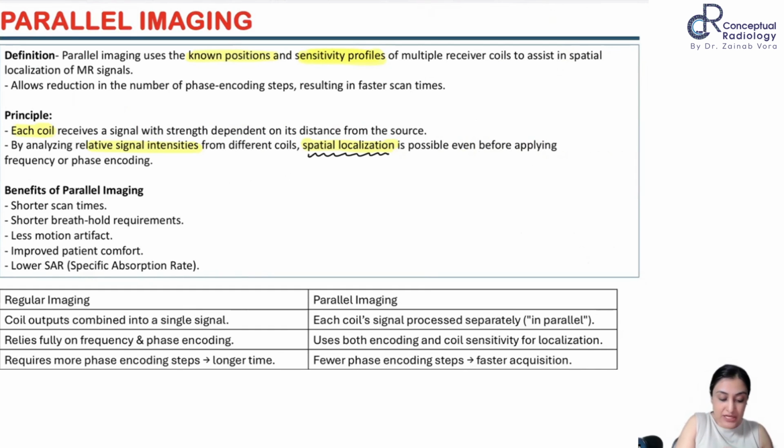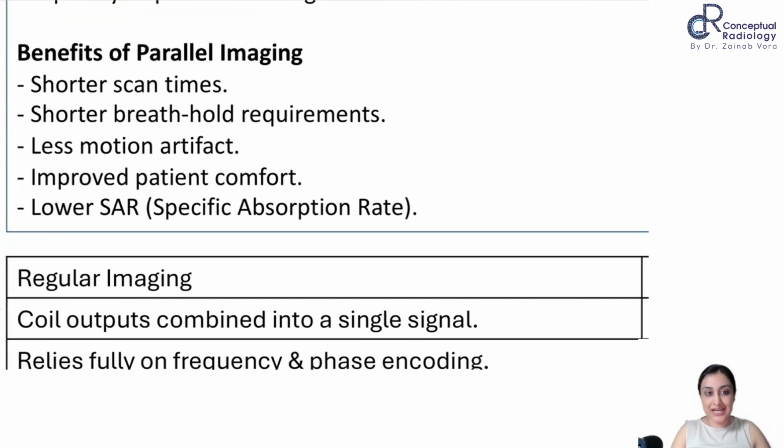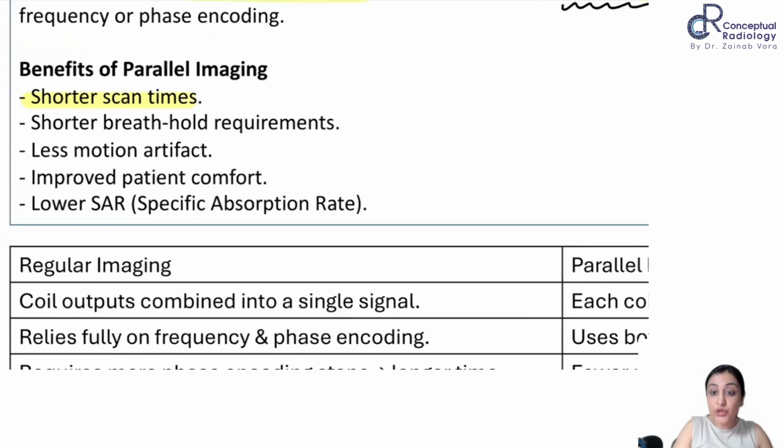So that's the concept. So look at this. This allows the reduction in the number of phase encoding steps and results in faster scan times. Okay. So obviously the benefit that we are looking for is reduced time, reduced breath hold, reduced motion, improved comfort, and lower specific absorption rate, which is one of the safety concerns of MRI. So essentially, you remember shorter scan time, everything else takes off from that, right? So that's what you need to remember.